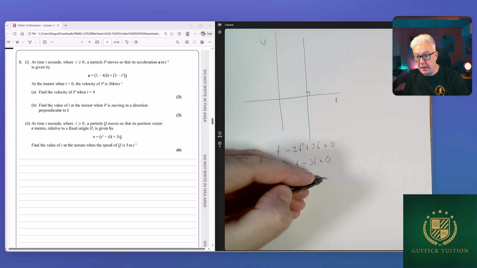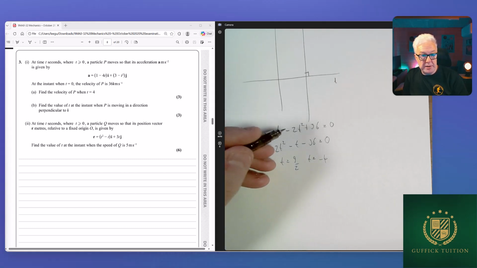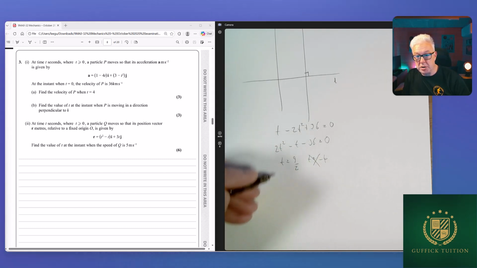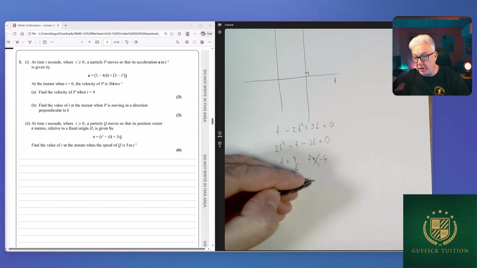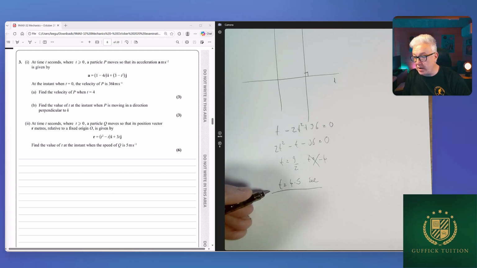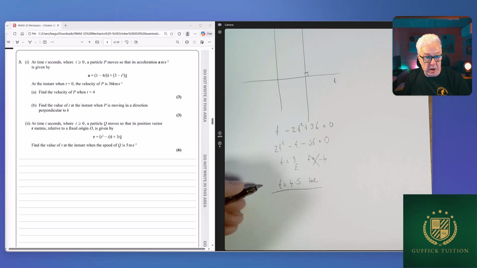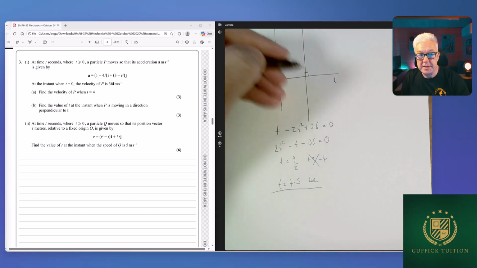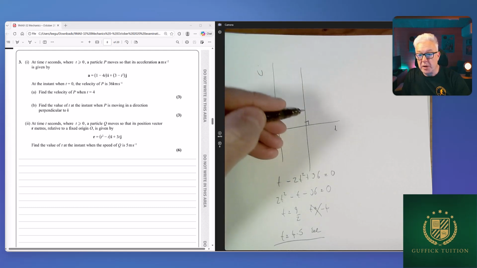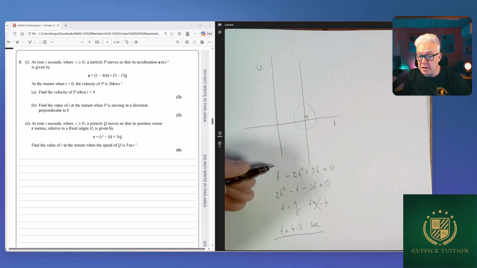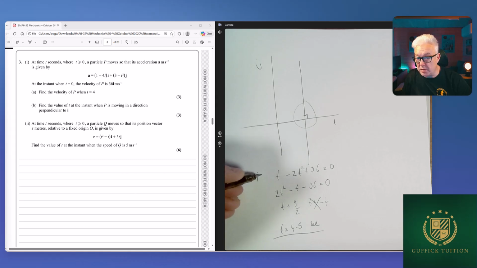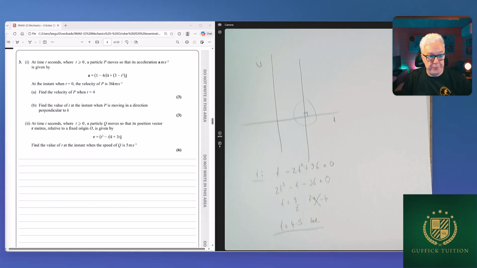Now, t is greater than 0, so we do not want that solution. So it's t is equal to 9 over 2, or 4.5, is what we want there. So 4.5 seconds, as t has to be greater than 0. And that's our answer to part B for 3 marks. But as I say, the difficulty there was that when something's moving perpendicular to the i-axis, it means that the i component we equate to 0.